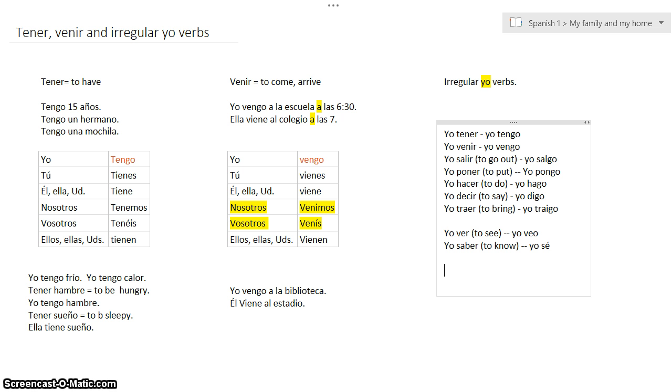So again, these are just memorization. They're irregular because they don't follow the regular rules, but only in the yo form. Only in the yo form. Everything else works exactly the same. All right, practice, look at memorize, review these notes. That's it.